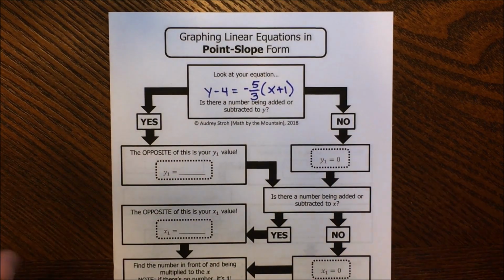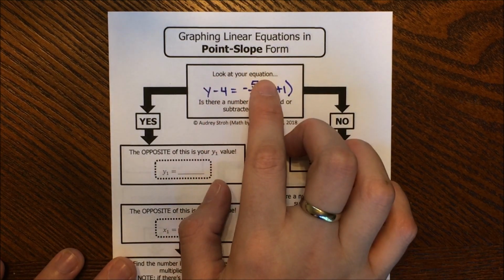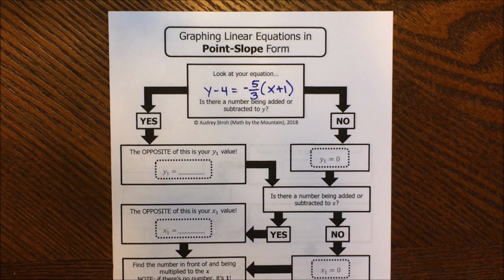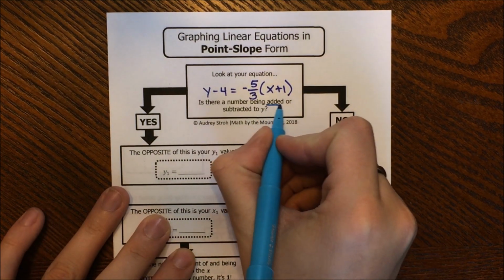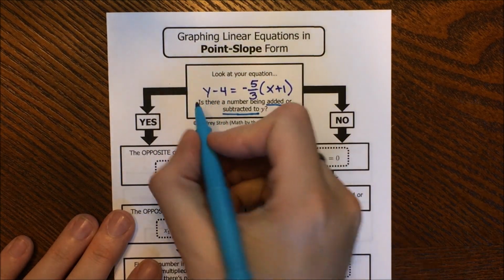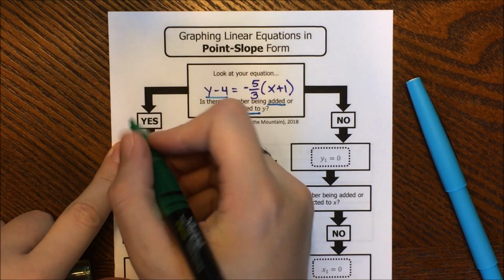All right, so looking at the flowchart, the very first question asks us, look at your equation. Is there a number that's being added or subtracted to y? So again, we're looking for things being added or subtracted to y. So I'm looking over here, and yeah, I do see something. There's subtraction. So I'm going to go down the yes path.